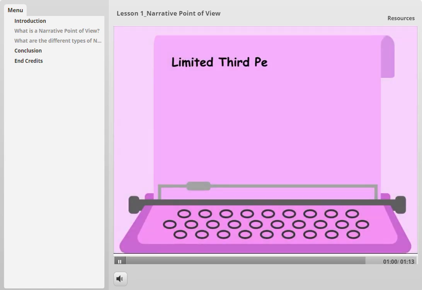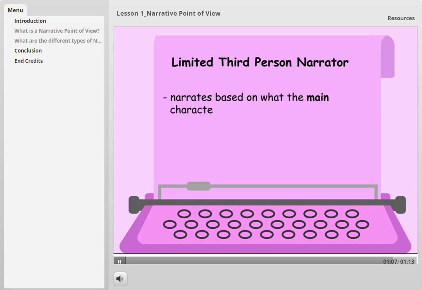In such a narrative, we are given only Sally's perspective, similar to a first-person narrative, but related by a neutral party.